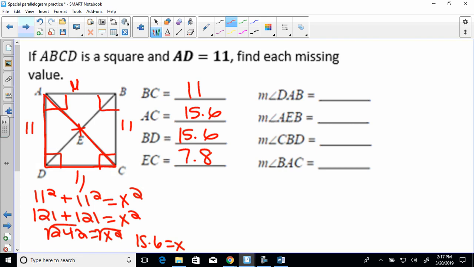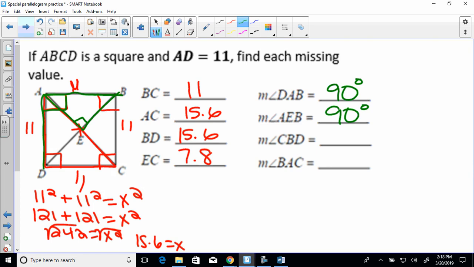Okay, now let's start dealing with the angles. So now we have angle DAB. I'm going to trace through it in green. So D to A to B, well, that's the right angle. So DAB is 90 degrees. And then we want to know angle AEB. So let's trace through it. A to E to B. So we're talking about this angle here. And remember, where the diagonals intersect, they are perpendicular. So therefore, that's a 90-degree angle as well.